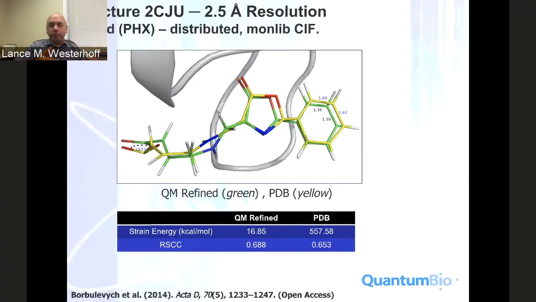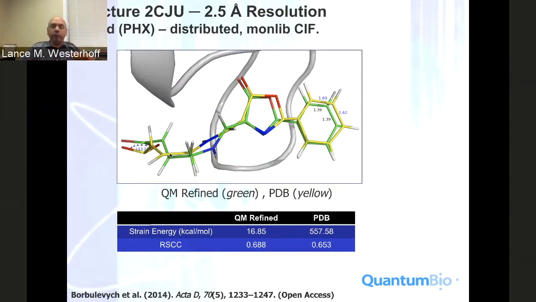So here's an example of what we're illustrating. If you look at the ligand for PHX, as distributed in the distributed Monomer Library CIF, there are some errors. There's a couple of little problems here or there, some odd bond lengths that are weird, and some funky chemistry going on back here. And the only thing we did was flip on QM refinement.